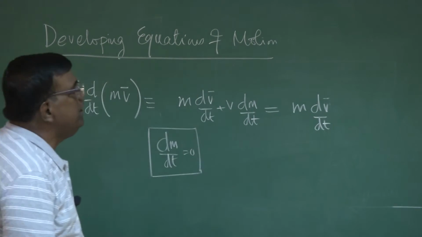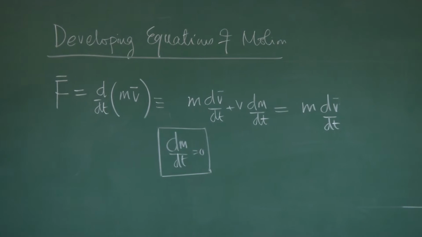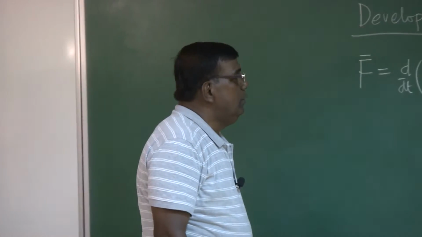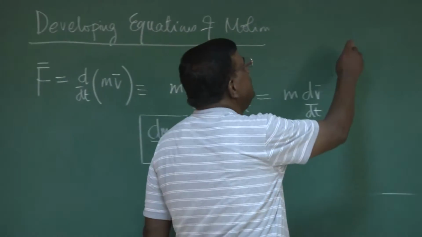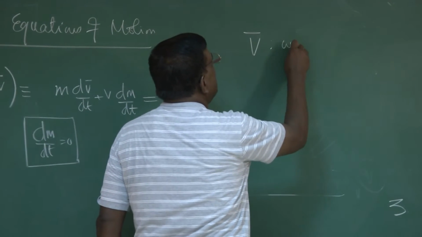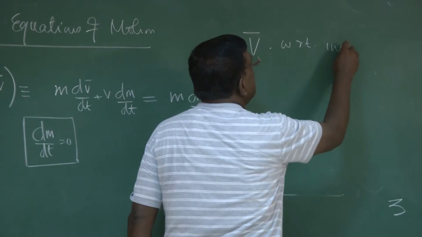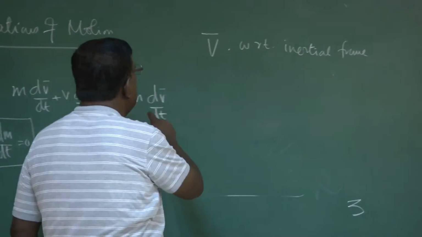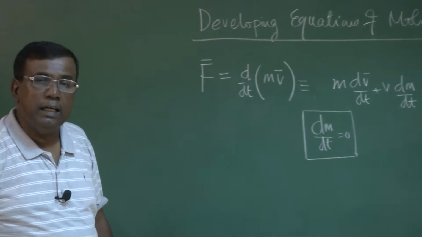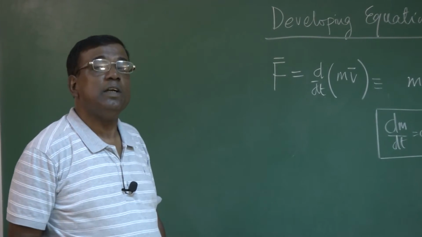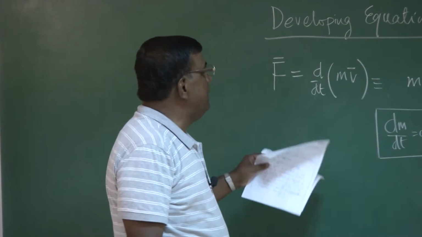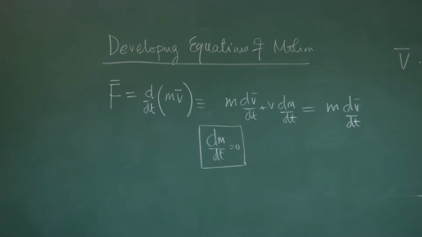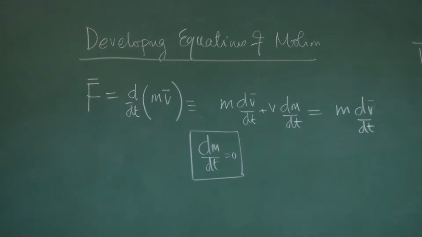Now I ask you a question. What is this v? This velocity vector is what? This is the velocity vector with respect to inertial frame. The acceleration is with respect to inertial frame. dv by dt is also with respect to inertial frame, because we are writing F equal to ma, Newton's laws of motion, which is correct and valid only when you implement it in inertial frame.